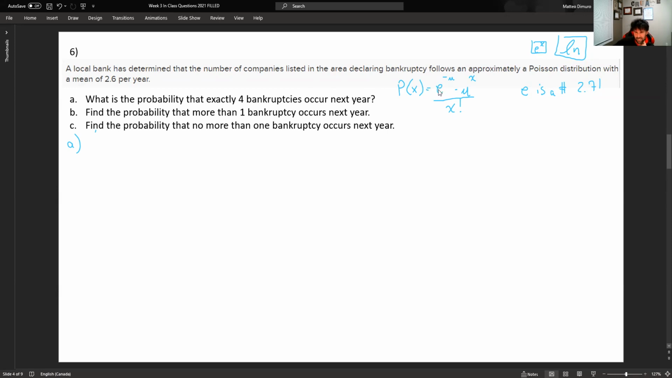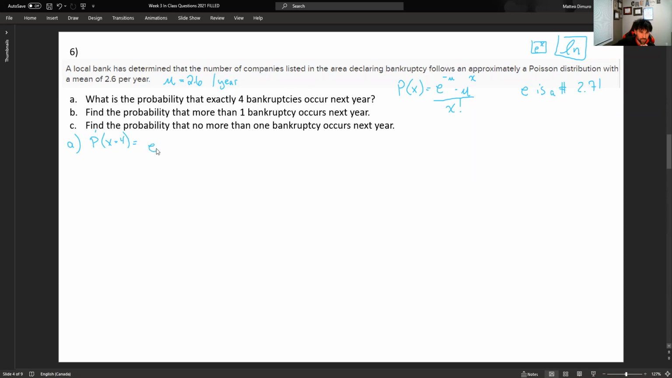Okay, so that's sort of the first thing that makes this formula kind of tricky. Like, what the heck is this e thing? So you got Euler's number, and then you got the mean, and you got x. So in this particular problem, the mean is 2.6 bankruptcies per year. So what's the probability that exactly 4 bankruptcies occur? You'd write probability that x equals 4. Okay, and you're going to be popping it into this formula.